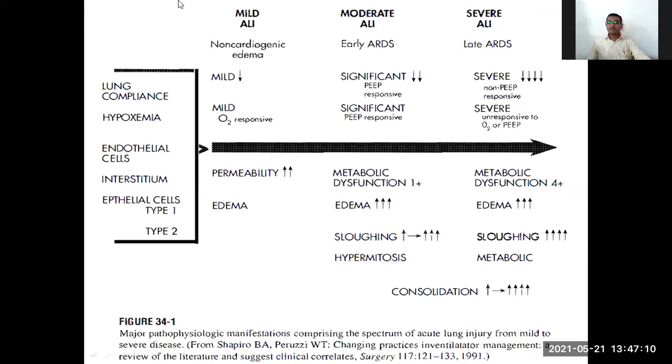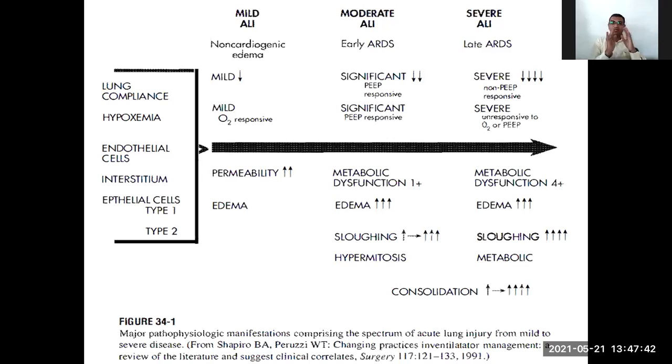So see what will happen: mild, moderate, and severe. We are going into the depth. What will happen in terms of lung compliance, hypoxemia, endothelial cell, interstitium, and epithelial cell? Lung compliance means the lung's ability to expand. What is the lung's ability to expand in mild, moderate, and severe? Severe means ARDS.